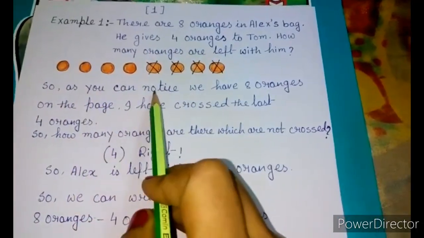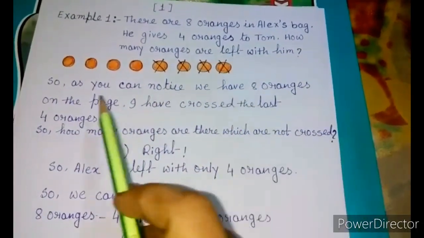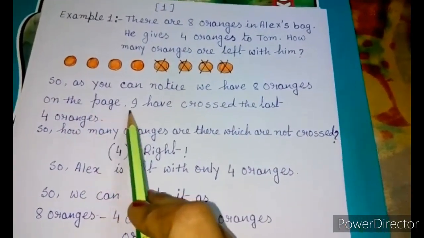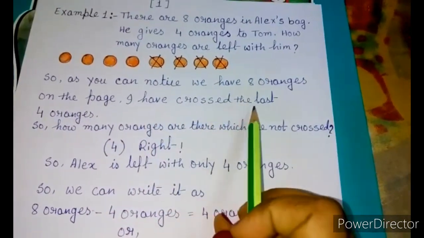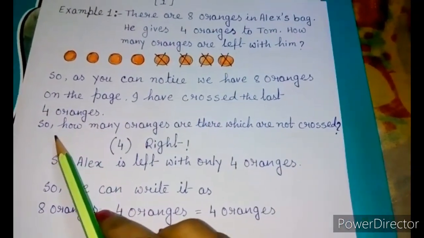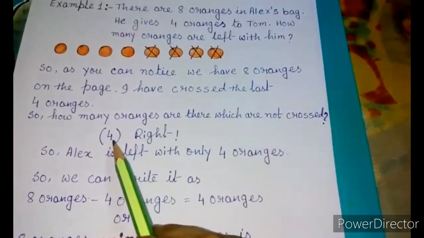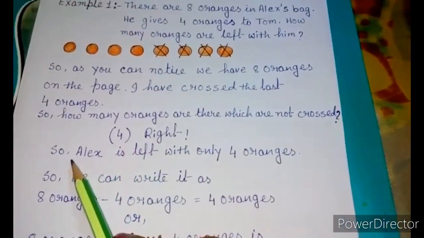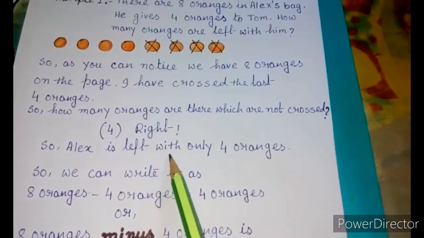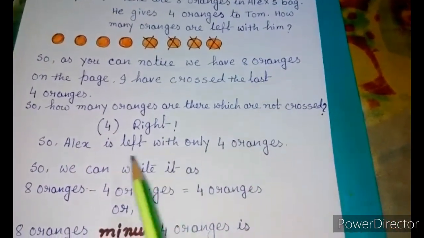So, as you can notice, we have 8 oranges on the page which I have drawn for you. I have crossed the last 4 oranges. So, how many oranges are there which are not crossed? 4, right? So, Alex is left with only 4 oranges.